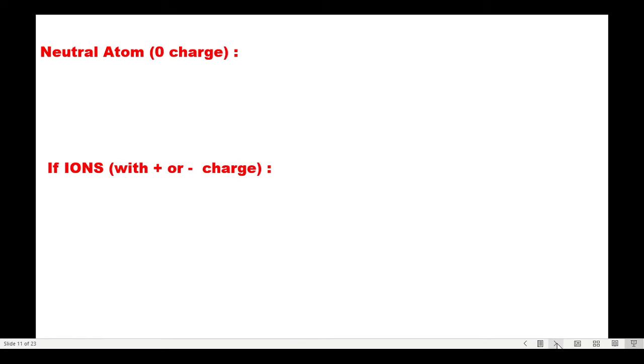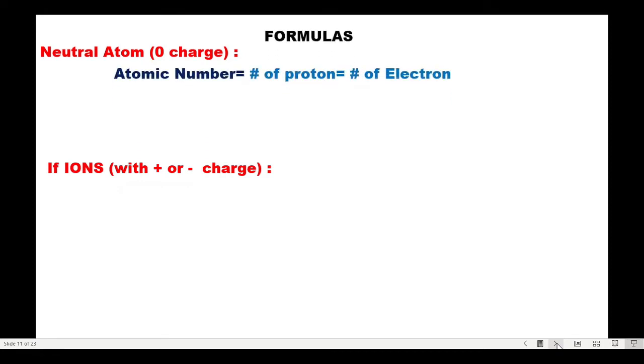Next, these are the other formulas. In a neutral atom, which means zero charge, atomic number is equal to proton. And proton is equal to electron. So, equal lang lahat yan. So, if it is 5B boron, that's the atomic number 5. That's also the proton. And the number of electron is also 5. Pare-parehas yan.